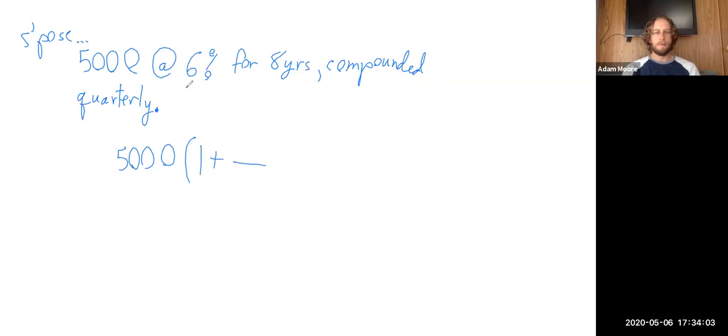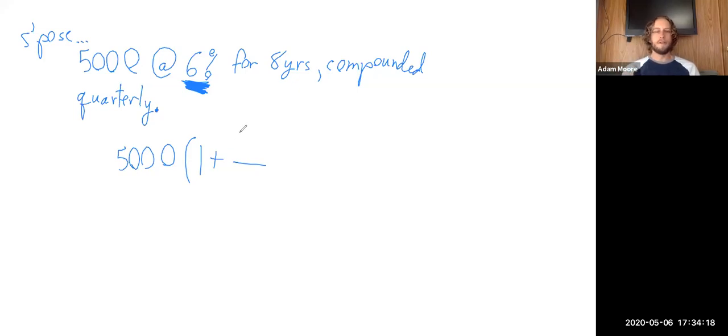Because remember, 6% here is an annual interest rate. That's how much you would get at the end of the year. But we're not waiting until the end of the year to compound this. We're compounding this 4 times every year. So it's really just a few months' worth of interest.